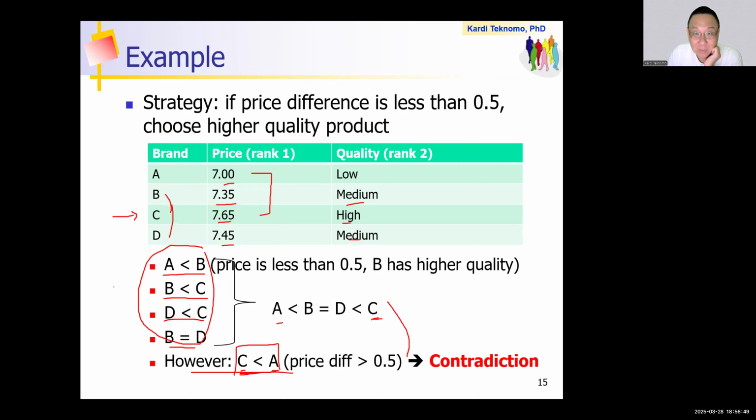So you're telling that, look, the semi-lexicographic strategy can lead to contradiction. If you make decisions based on this strategy, you can have a contradiction here. This is what we don't want.